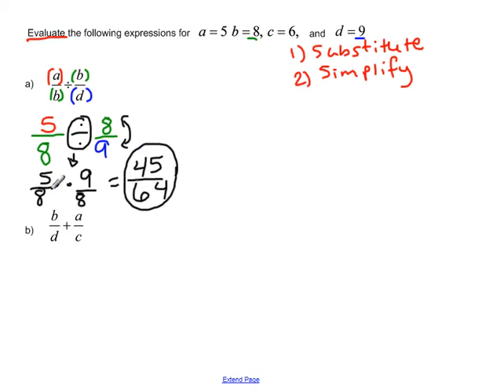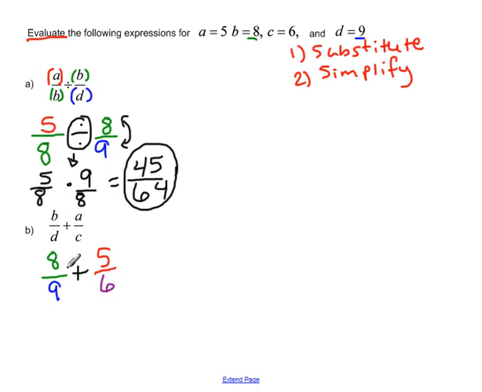Now in this next problem, when we do our substitution, we're going to have b. We saw that the value for b was 8. So we're using those same values for part 2 here. So 8 over d, our value is 9. So let's go ahead and keep that 9 there. And now remember, we're adding. The value of a is 5. And c, we haven't had to use c yet. The value of c is 6.